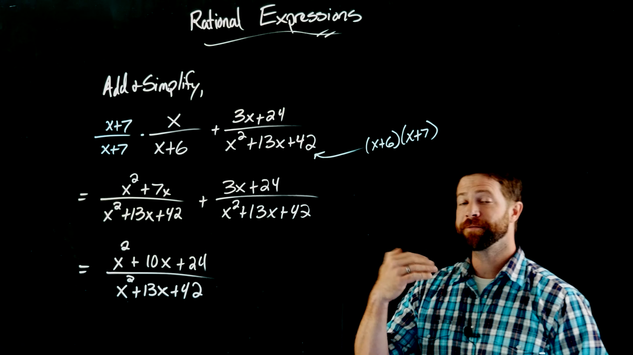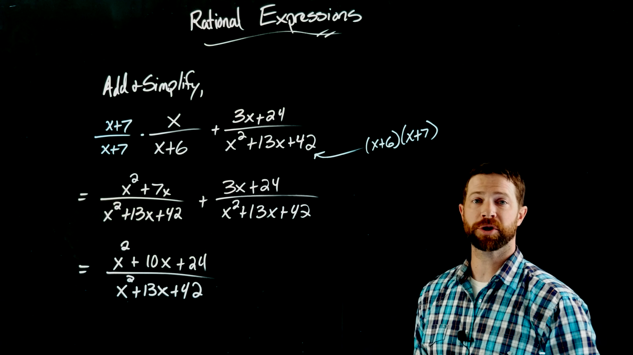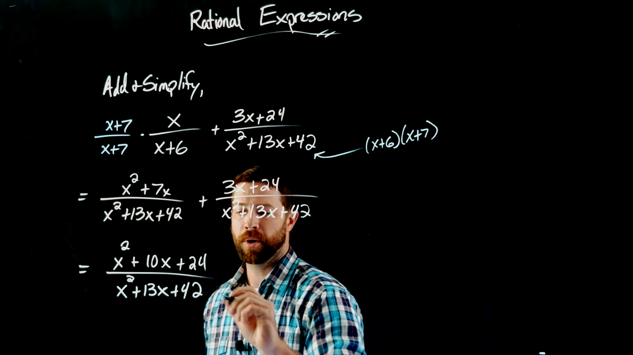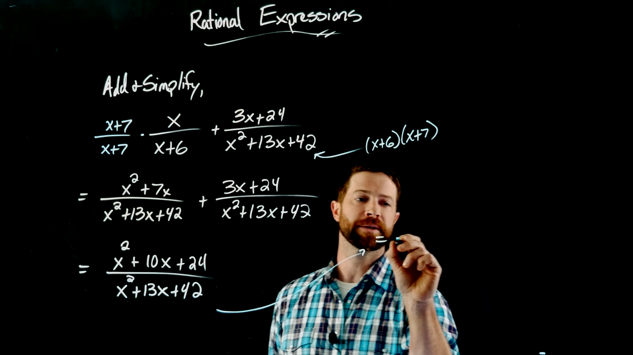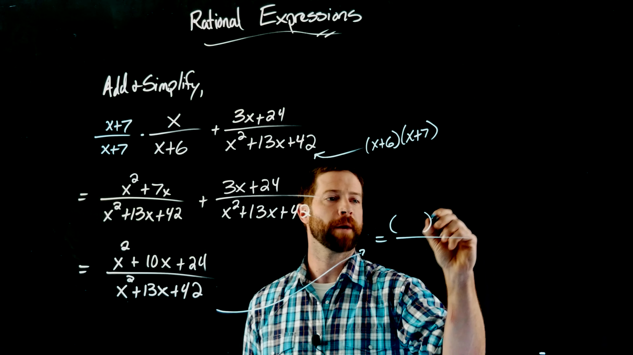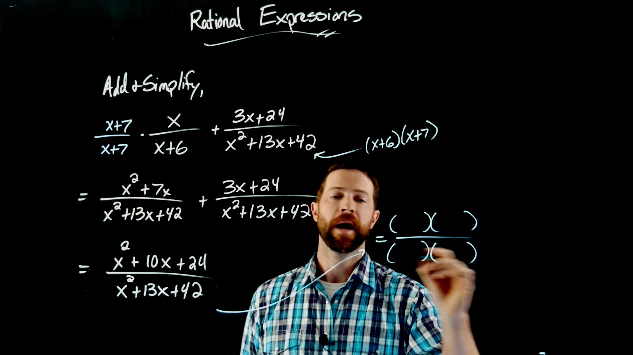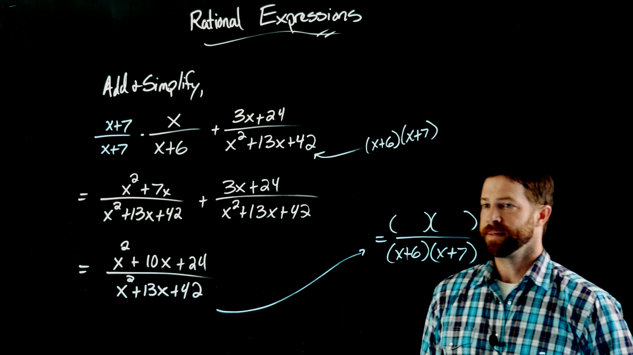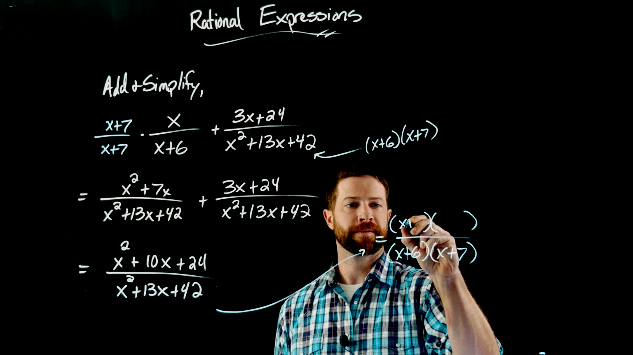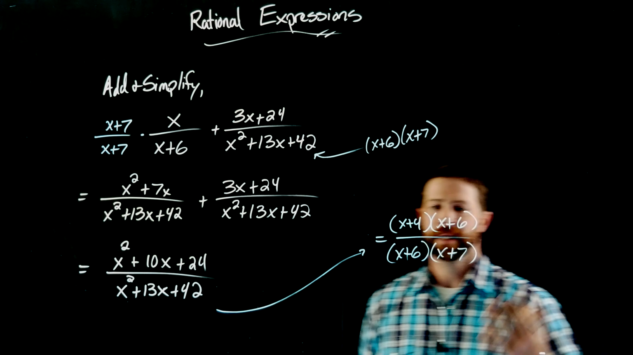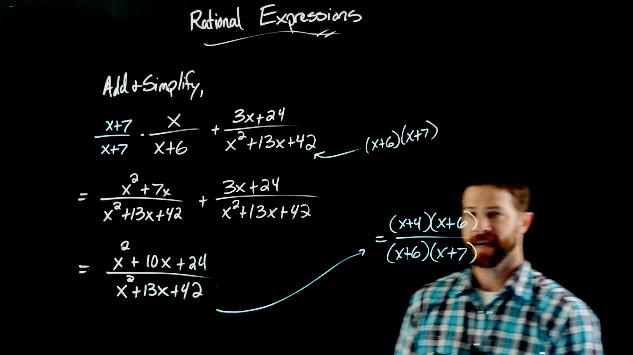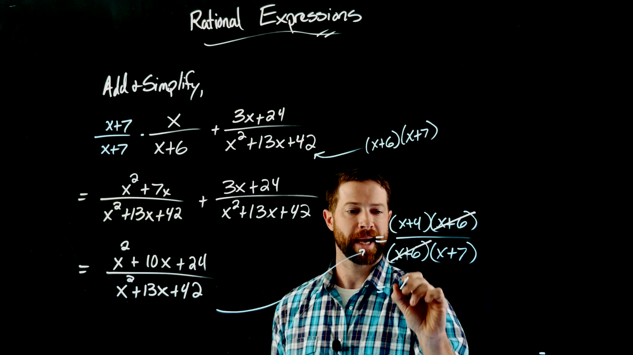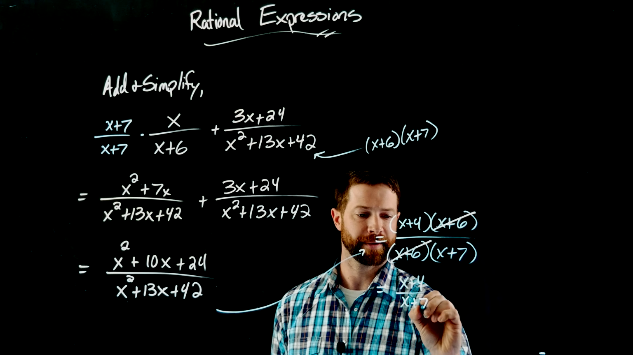Though before we're done, every single time we're dealing with rational expressions, we need to make sure we're as simplified as possible, right? Again, we're adding and simplifying. So I'm always going to factor the numerator and denominator just to check to see if there are any common factors between them. I already know this denominator factors into x plus 6 times x plus 7. The numerator would factor into an x plus 4 times x plus 6. Lo and behold, we do have a common factor of x plus 6, which we can cancel out, leaving us with the expression x plus 4 over x plus 7.